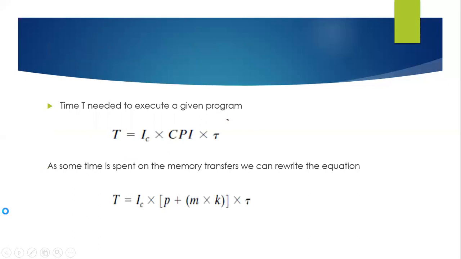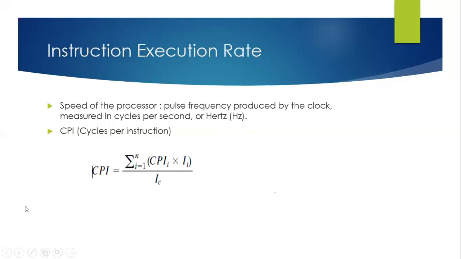And I_i is actually the number of instructions of that type, divided by IC. IC is the total number of instructions. This is how we can calculate cycles per instruction, the average. So this will be your average cycles per instruction.